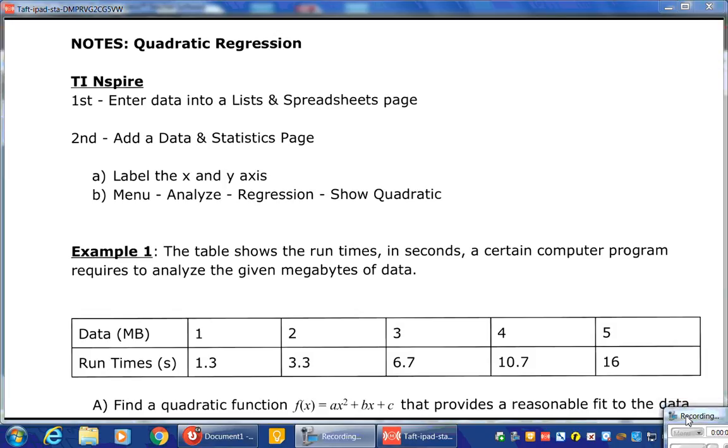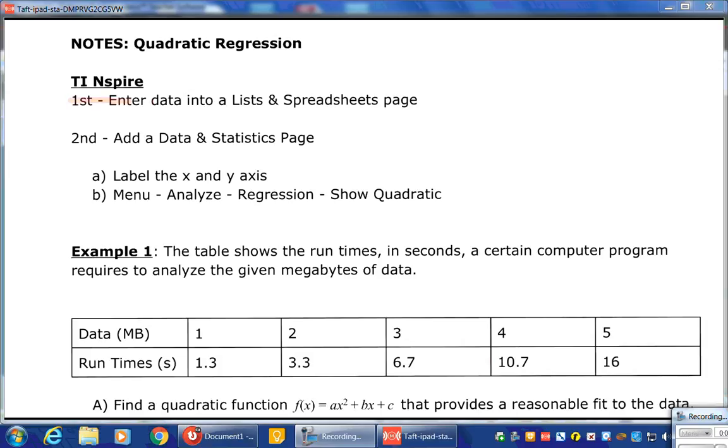All right, we're going to be talking about quadratic regressions. Just like we did when we did linear regressions, we're going to use the data and stats page in your calculator. So here in your notes, I've listed the steps for the Nspire, what we do.